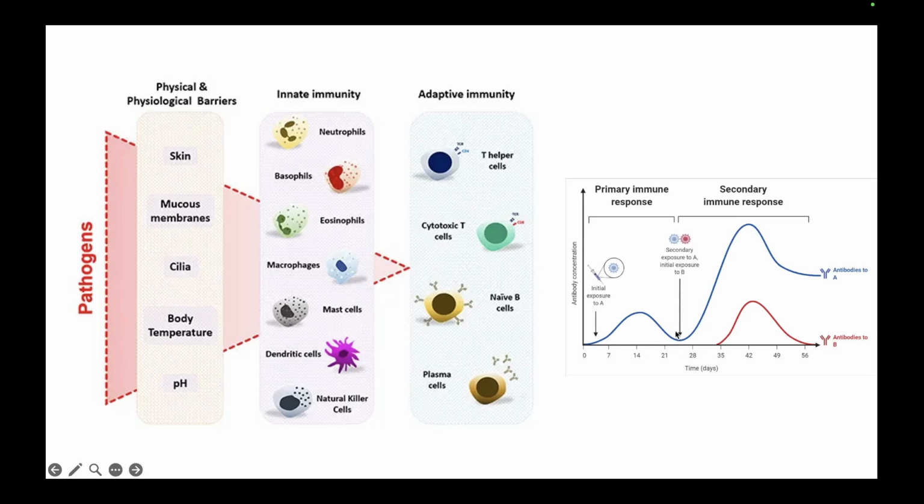At this time point, when there is an exposure to another antigen, antigen B, against which the body does not have any memory, then it is again a delayed response compared to A, for which the body has the memory. So A is a heightened response and this is a delayed response, and it is also not as heightened as the second exposure of A. So this is the difference.